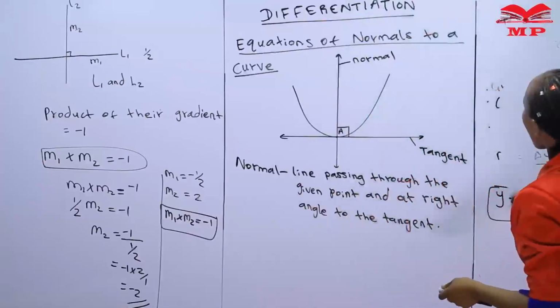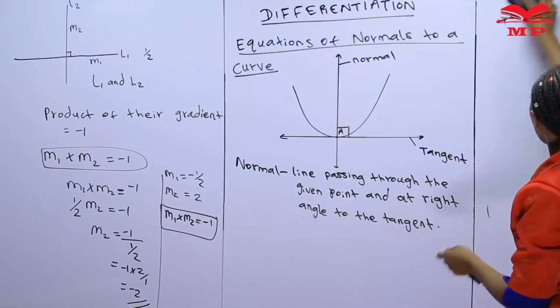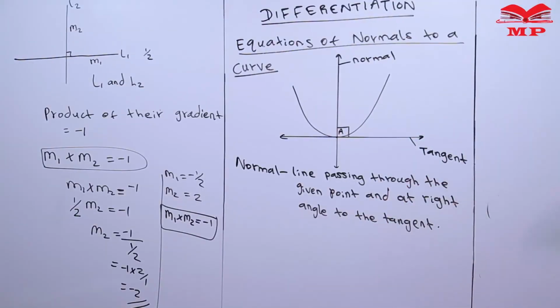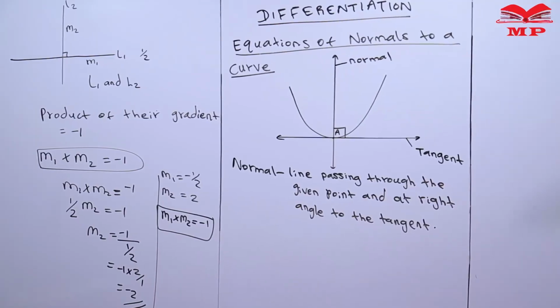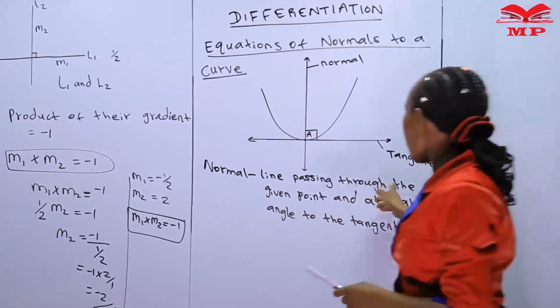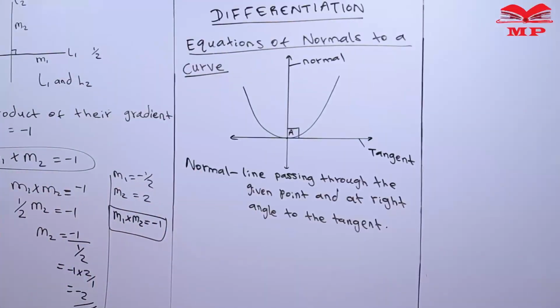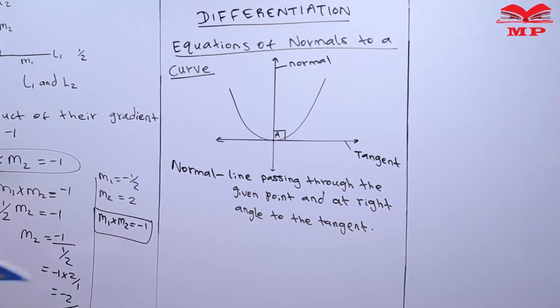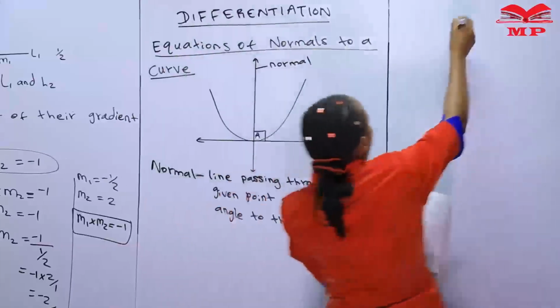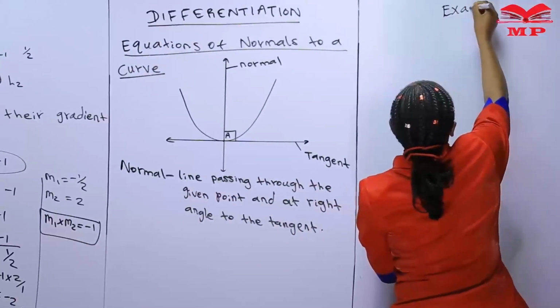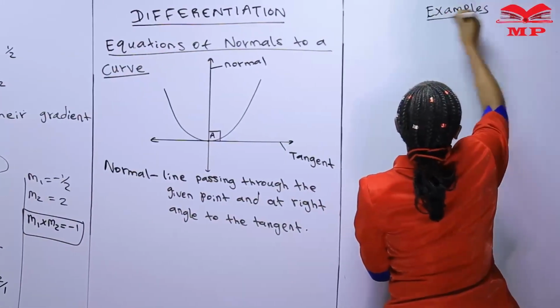So I'd like us to do examples on how to get the equations of normals to a curve. We have seen that a normal is also a straight line passing through the given point at right angle to the tangent. So we can do these examples. We are going to do several examples here.